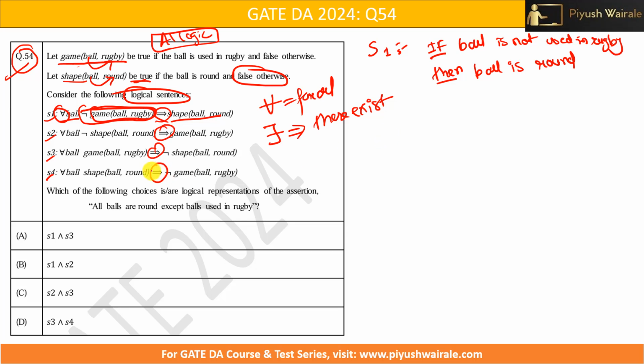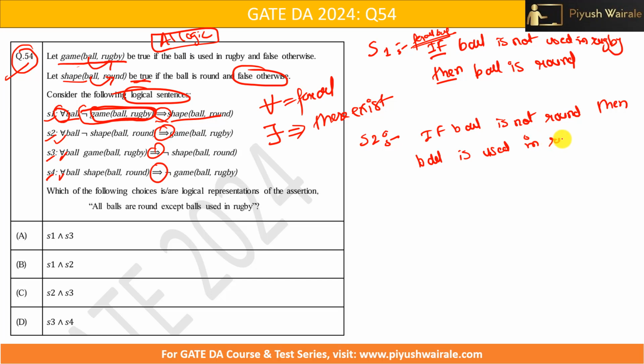Similarly, try to convert all four sentences. Let's see S2, for all balls. We are talking about all balls in every case, so I am not going to write it. In S2, negation of this one: ball is round, but negation makes it false, so the ball is not round. So I can write: if the ball is not round, then the ball is used in rugby. Can I write like this?